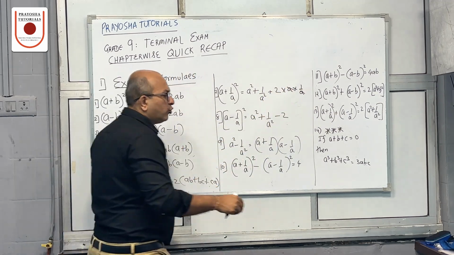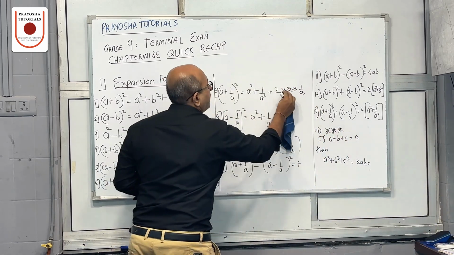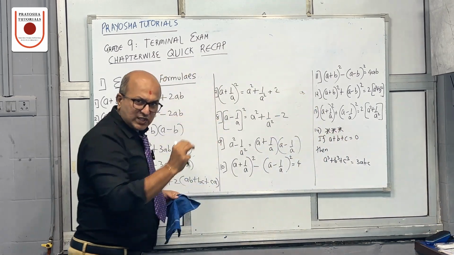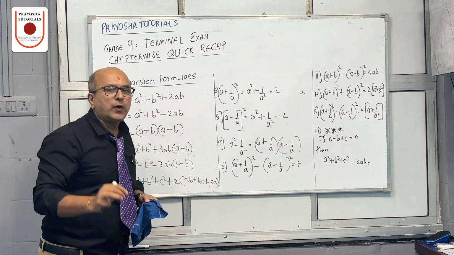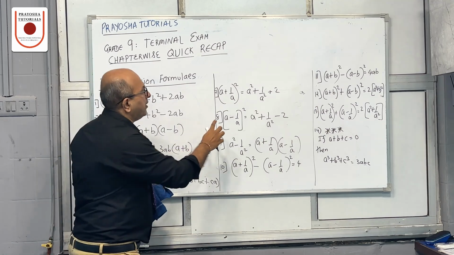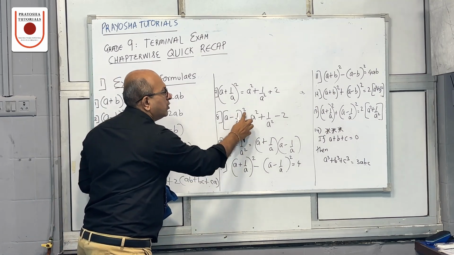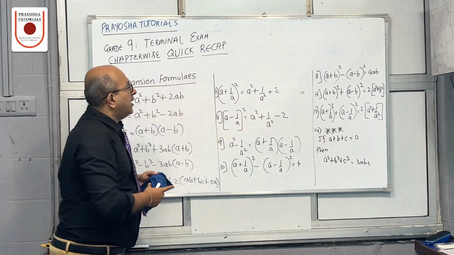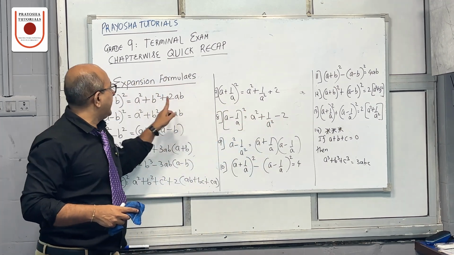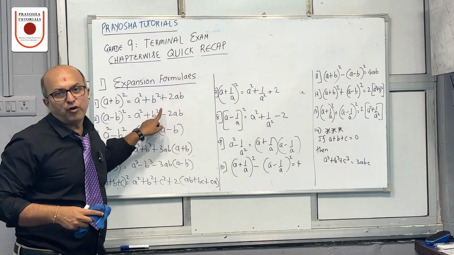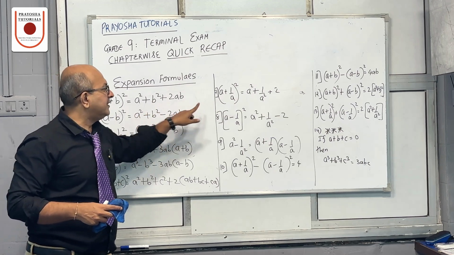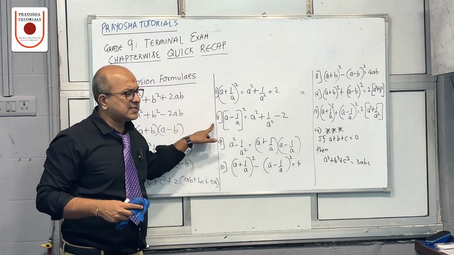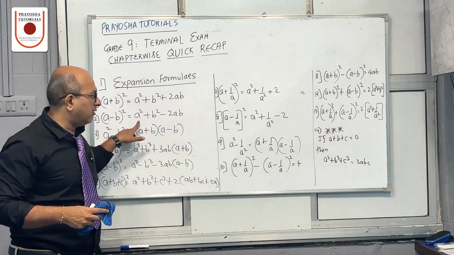So we don't have to write this. We just have to write a square plus 1 upon a square plus 2. Same formula, (a minus 1 upon a) the whole square is a square plus 1 upon a square minus 2. Both the formulas are exactly resembling this formula, which is the main formula. And these formulas are reciprocals. We have derived them from here.